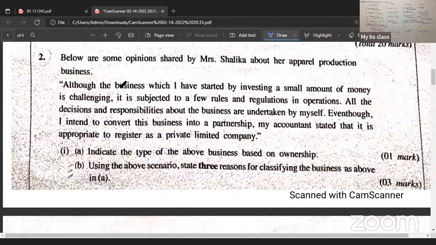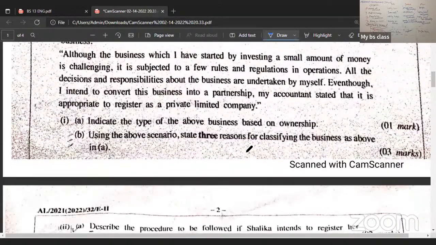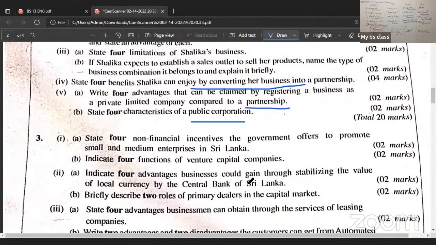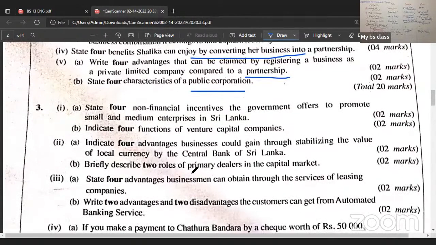the types of business organization, right? You have to classify the businesses based on the ownership. What else they have checked? Trying to convert to a partnership, advantages of having a private limited company compared to a partnership, right? Public corporation characteristics. So stuff have been checked, and also the lesson that we covered, lesson number 7.